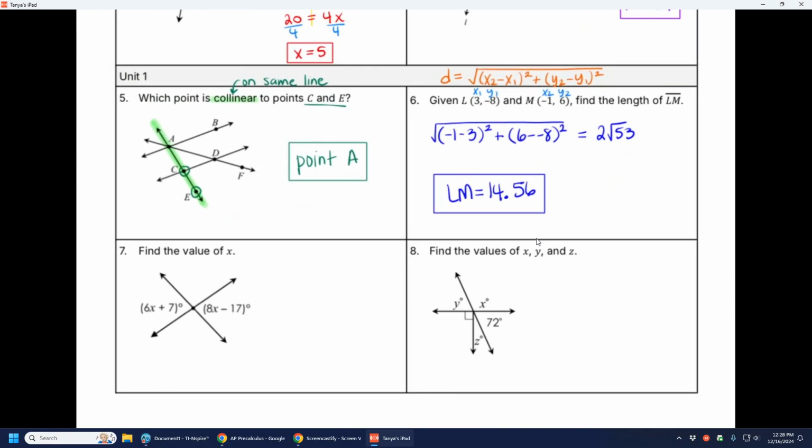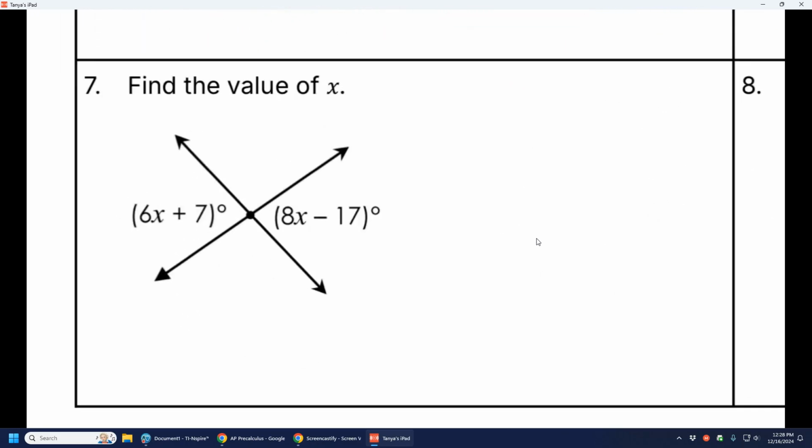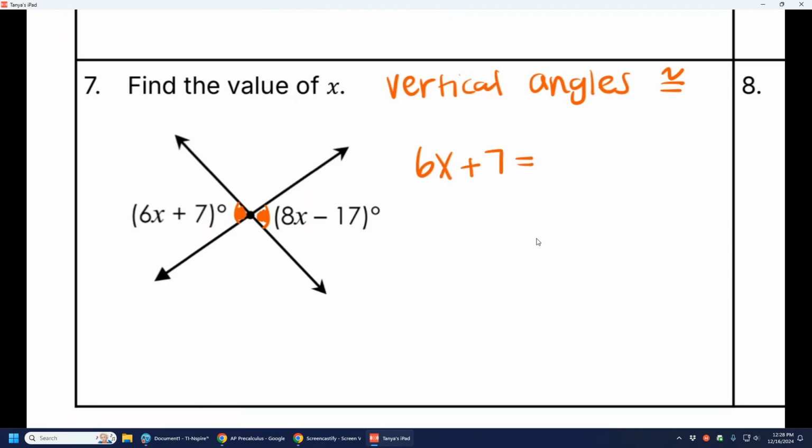Okay. Number 7, this is when we started learning the basics of angles. So what we have in this picture are vertical angles. They are across from each other here. And the thing about vertical angles is that they are also congruent. So we're going to set these two expressions equal to each other. 6x plus 7 is equal to 8x minus 17.